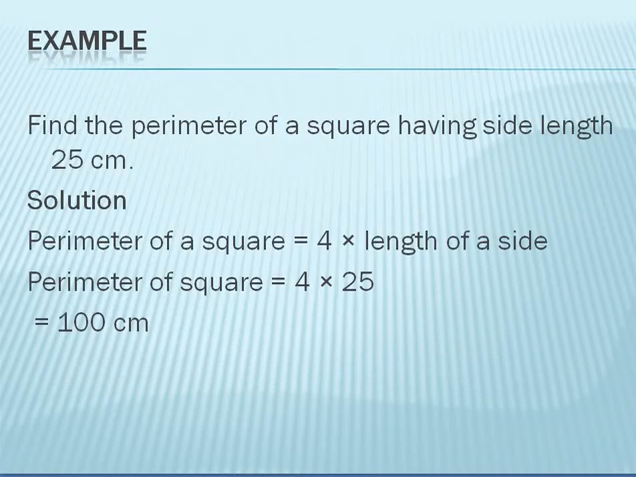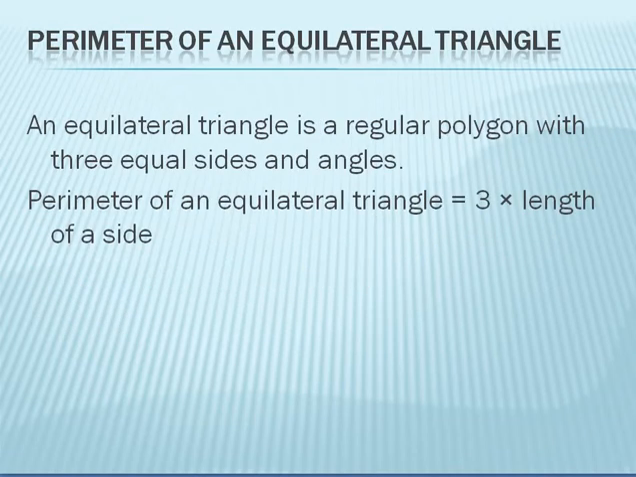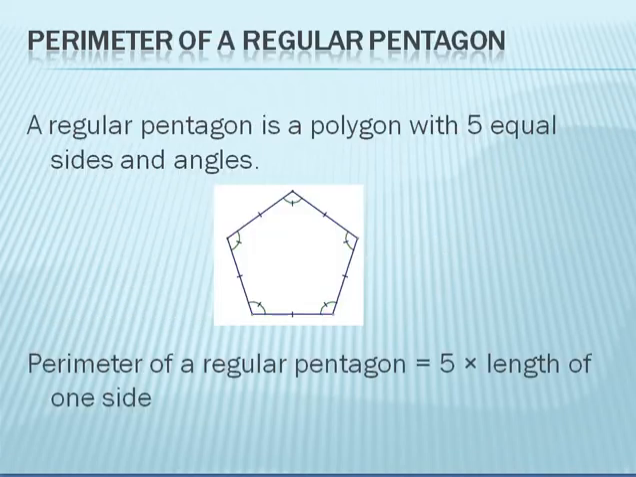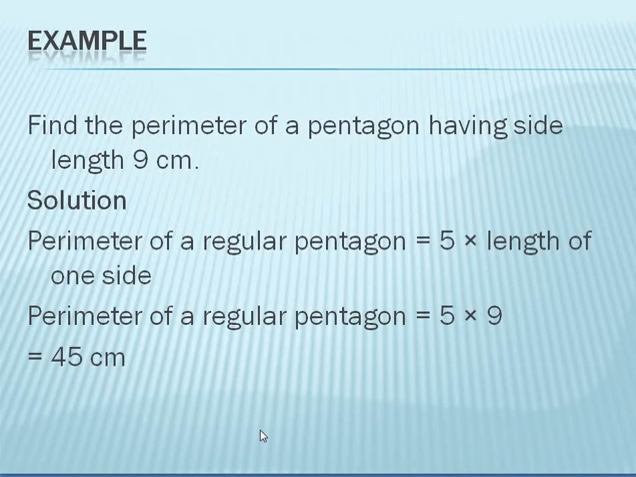Find the perimeter of a square having side length 25 centimeters. So perimeter is 4 into length, 4 into 25, 100 centimeters. Perimeter of an equilateral triangle: an equilateral triangle has 3 equal sides. So 3 into the length of a side. If the side is 13 centimeters, 3 into 13, 39 centimeters. Perimeter of a regular pentagon: it has 5 equal sides and equal angles. So 5 into the length of the side. Suppose the side is 9 centimeters, so 5 9s are 45 centimeters.